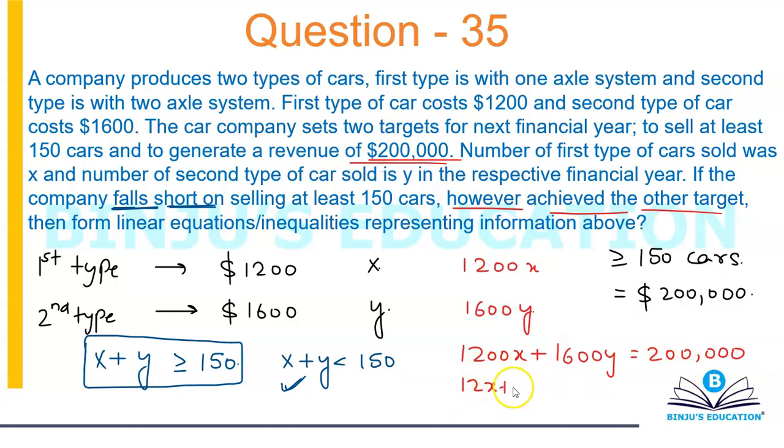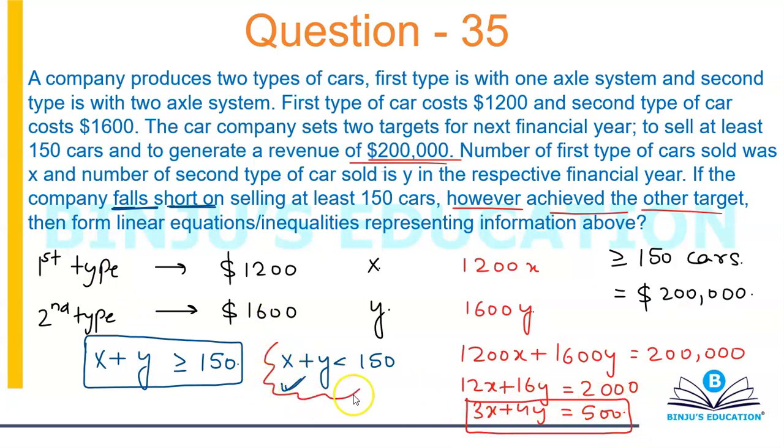So this is 12X plus 16Y equals 2000. You can divide both sides by 4, and 3X plus 4Y will basically be equal to 500. So one is this equation and second is this equation. These are your two equations. Okay, one is inequality, other is equation, but this is basically what your answer is. So whichever option consists of both these, that will be your correct answer.